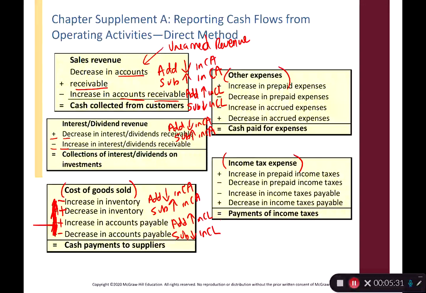So we start with the expense as a negative. It should make sense it's a negative because it's going to result in a cash outflow. And then we can do assets opposite, liabilities the same. So we get rid of all of these pluses and minuses, and we're going to do opposite. So prepaid expenses are current assets, so we're going to subtract an increase, add a decrease, and then accrued expenses are current liabilities, so we add an increase and subtract a decrease.